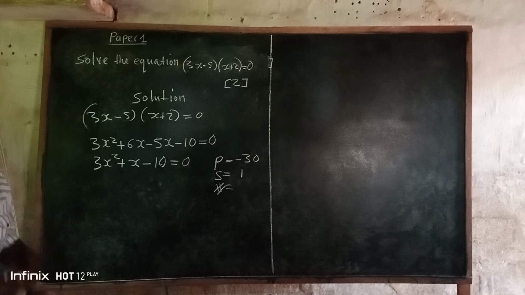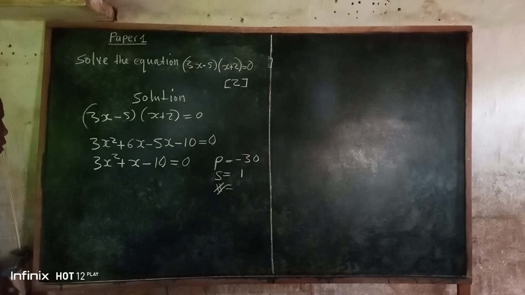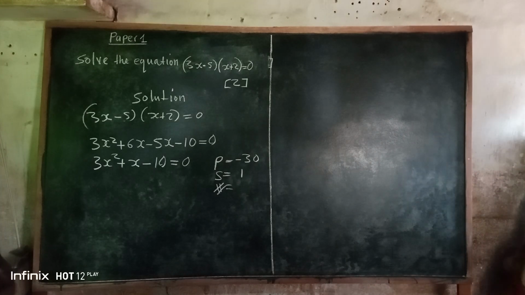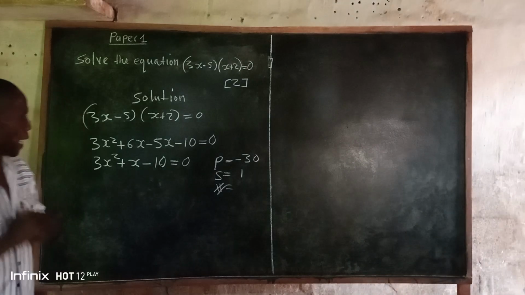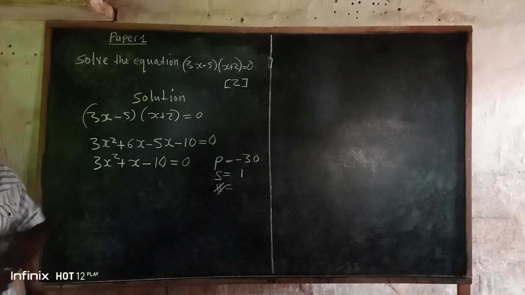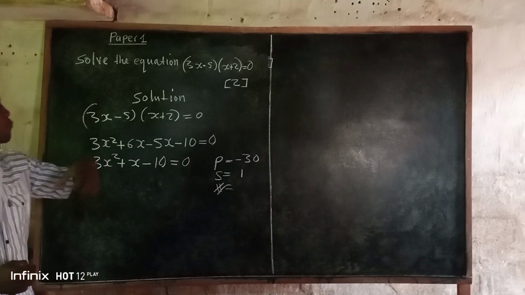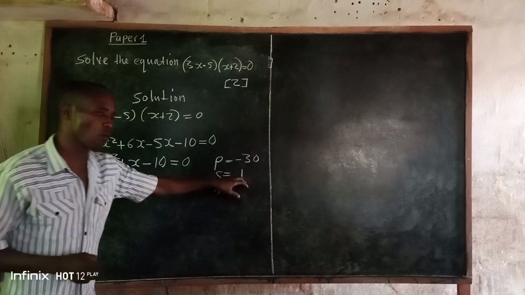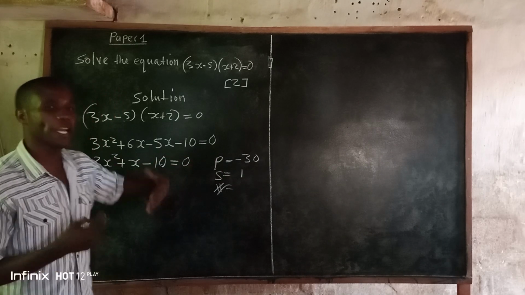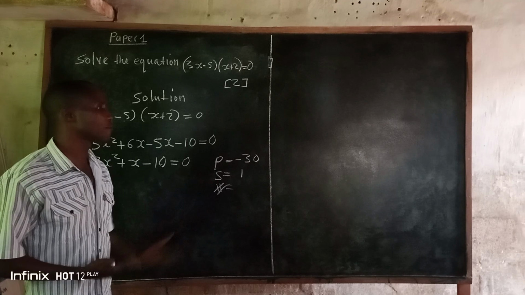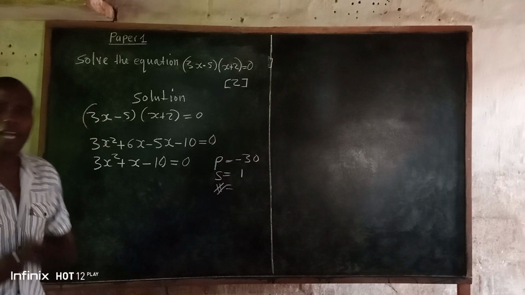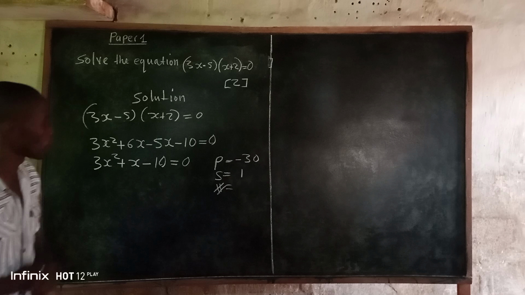Now when finding the factors, that is where we look for 2 numbers. When we multiply them, we should get negative 30, and when we add those same 2 numbers, we should get 1. Why? Because product simply means multiply, and sum simply means add. So what are those 2 numbers that we are supposed to have?